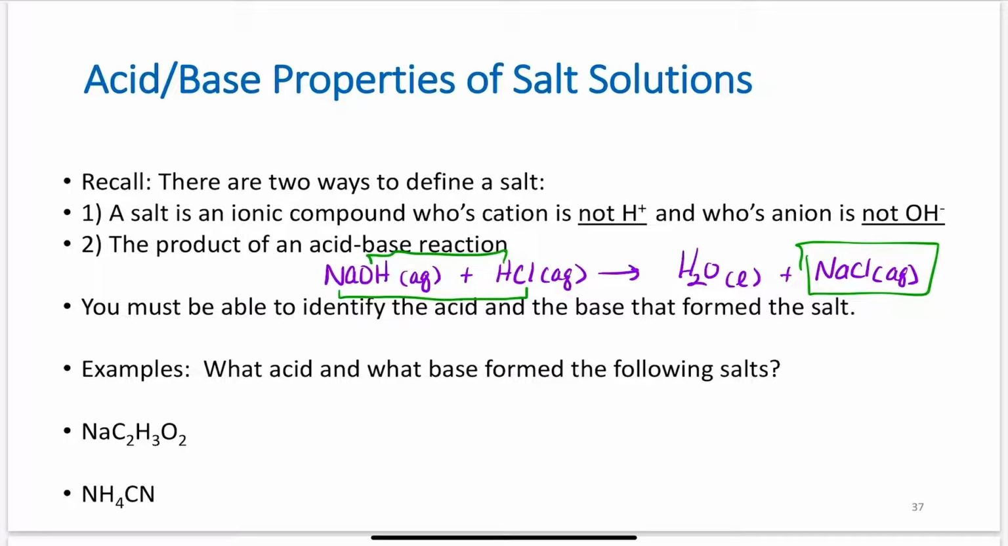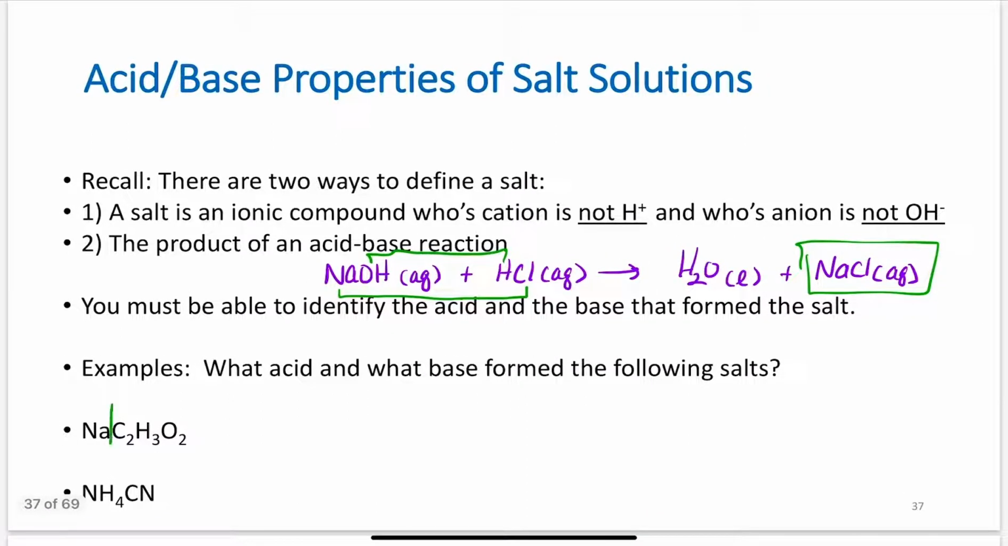And so if we can look at a salt and we can figure out where it originally came from, which two components reacted to form it, we should be able to tell how the solution is going to behave. So, for example, what acid and what base formed the following salts? If I have sodium acetate, we're going to split this compound up, kind of like we did when we learned naming, where we split up the two parts. So if I split this up, I've got sodium and acetate, Na+, and acetate C2H3O2-.